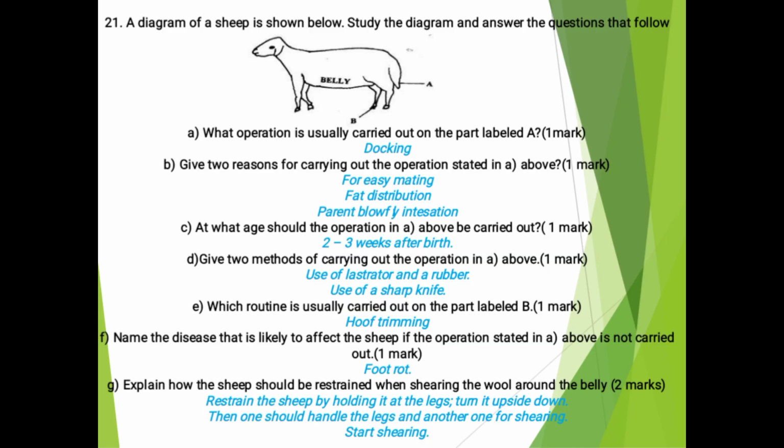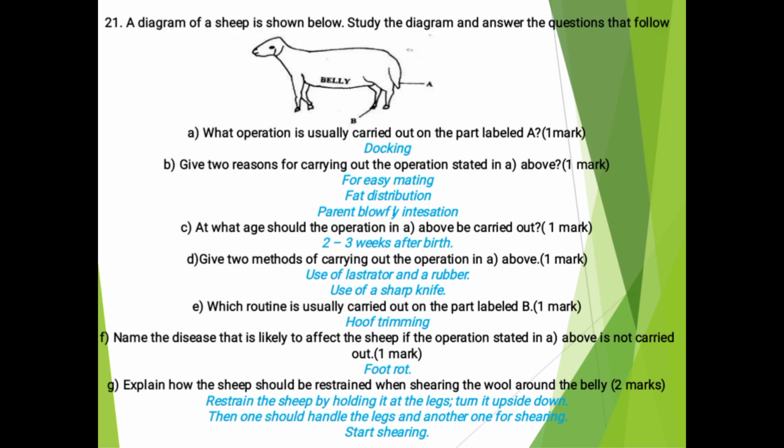Okay, part C. At what age should the operation in A above be carried out? Docking is usually carried out when the sheep is still young, 2 to 3 weeks after birth. Give 2 methods of carrying out the operation. So we can use either a elastrator and a rubber ring, or we can use a sharp knife to cut off the tail.